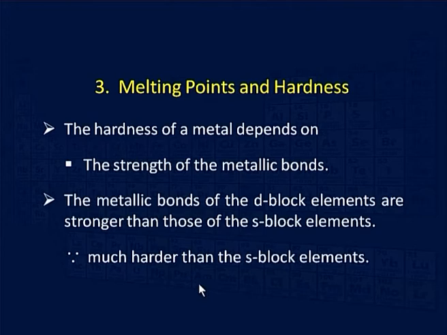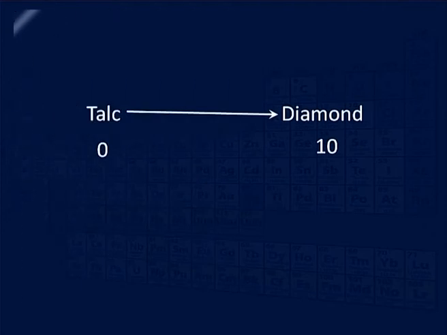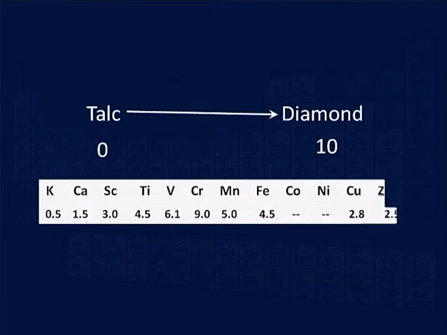This is because they are much harder compared to the S block element. If we have a scale from 0 to 10 in which 0 is assigned to talc and 10 is assigned to the diamond, then on this scale we can have various figures for the hardness of this first row transition elements. It is worth noting here that the hardest metal ion in the first row is chromium, having a scale value near to the diamond, that is 9.